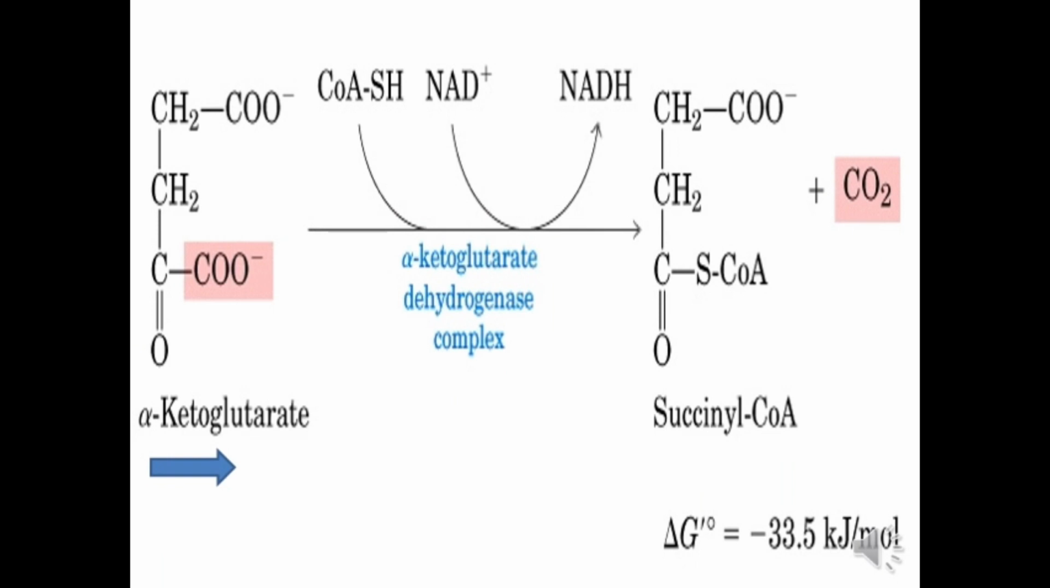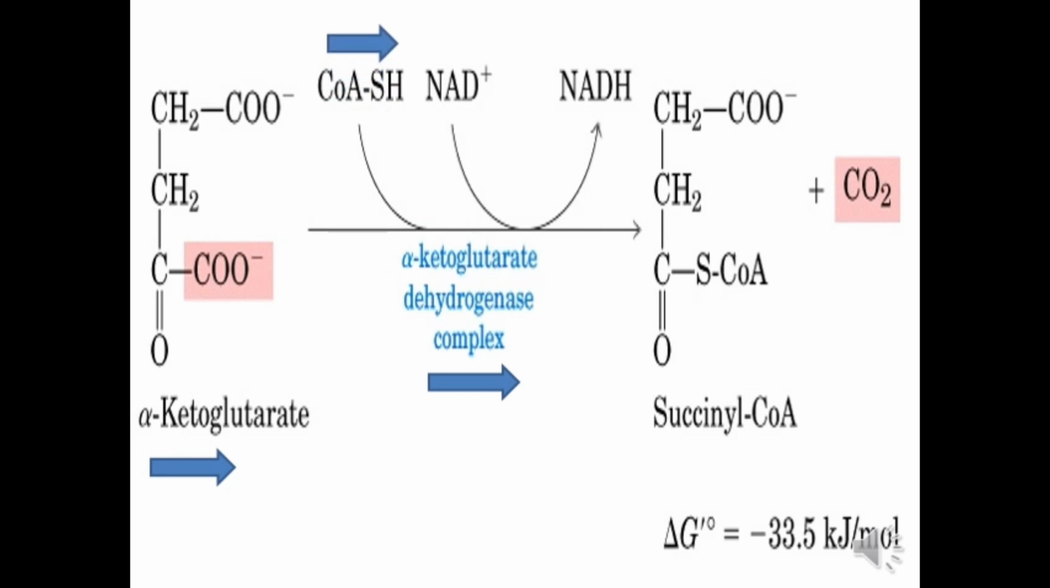In reaction 4, the alpha ketoglutarate, which contains 5 carbon atoms, undergoes oxidative decarboxylation in a reaction catalyzed by a multi-enzyme complex known as alpha-ketoglutarate dehydrogenase. This enzyme contains CoA SH as cofactor.